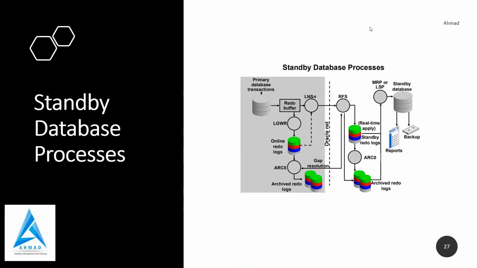Now come to standby database processes. As I said, same thing about the standby database processes. We have RFS, we have MRP, we have LSP, and we have the ARCN process, right? So on standby, we have RFS and MRP, LSP, and ARCN, right? So process 1, 2, 3, and 4. And on the primary, 1, 2, and 3, like that.